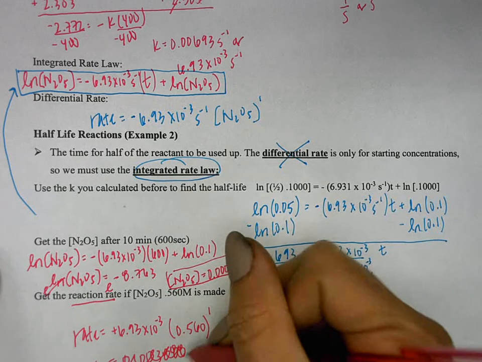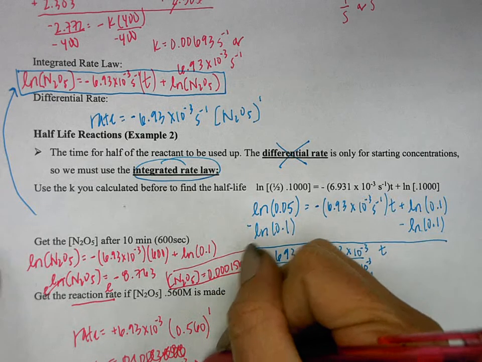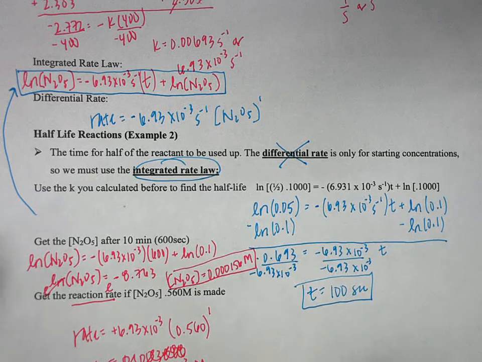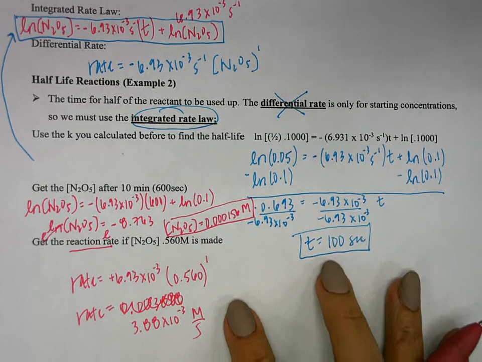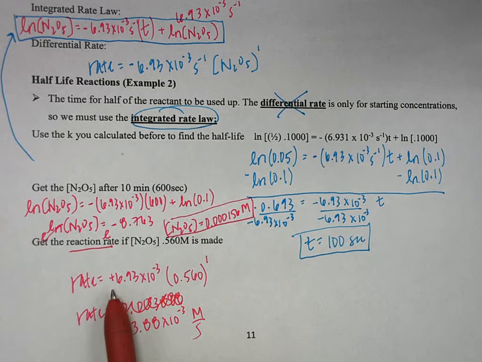And remember, rate is always molarity per second. The reason I got rid of that negative sign is that the negative is in your integrated rate law. It's the negative K, and for our rate, it's just our K value, so we wouldn't need that negative sign there.